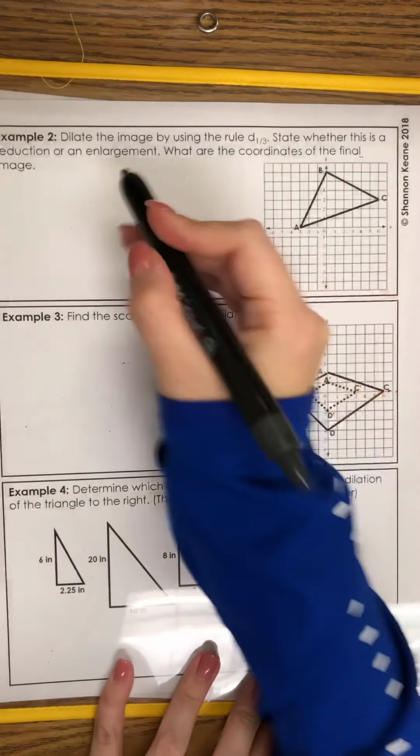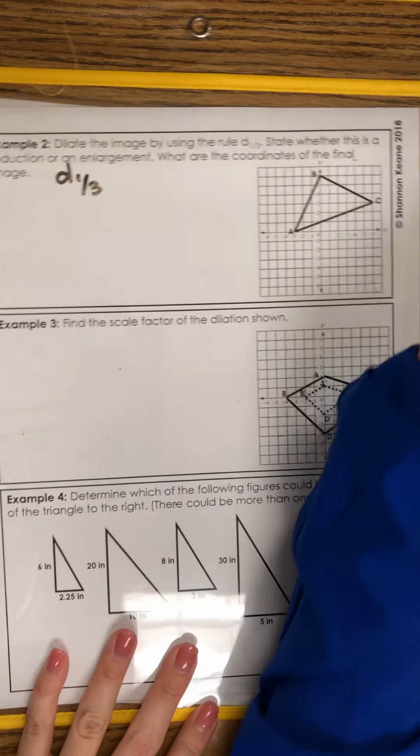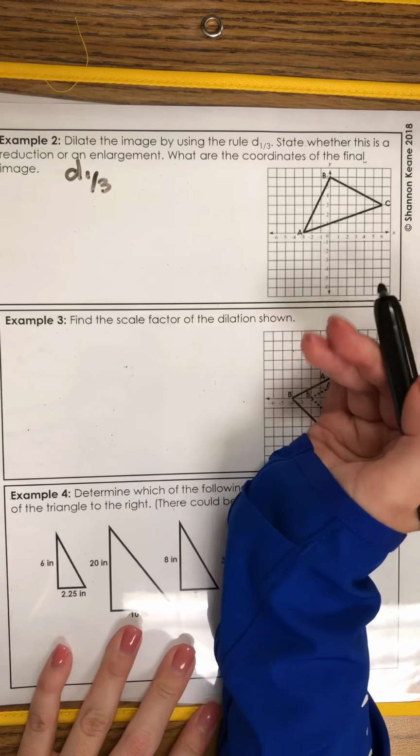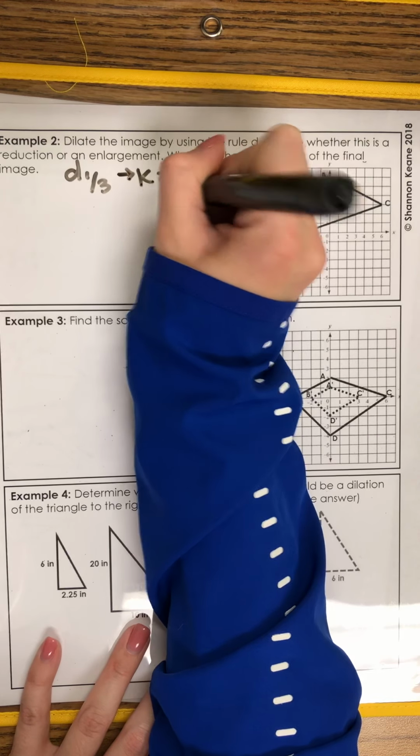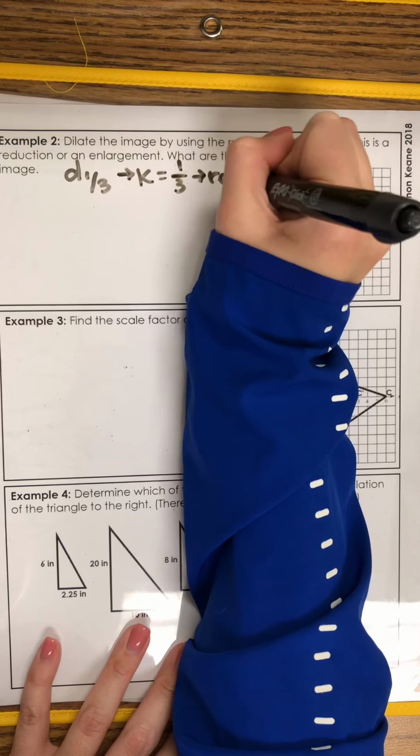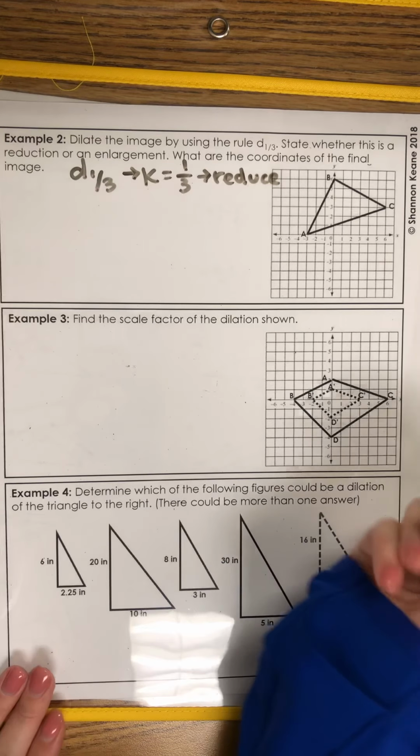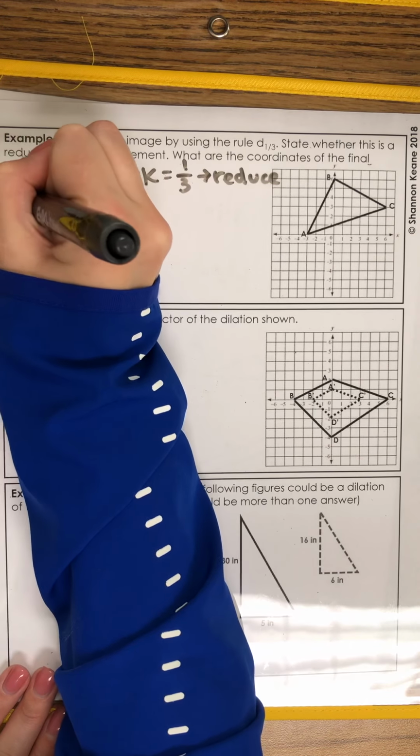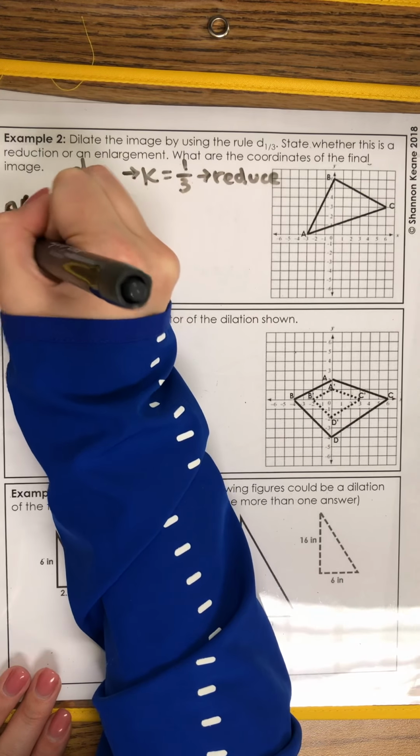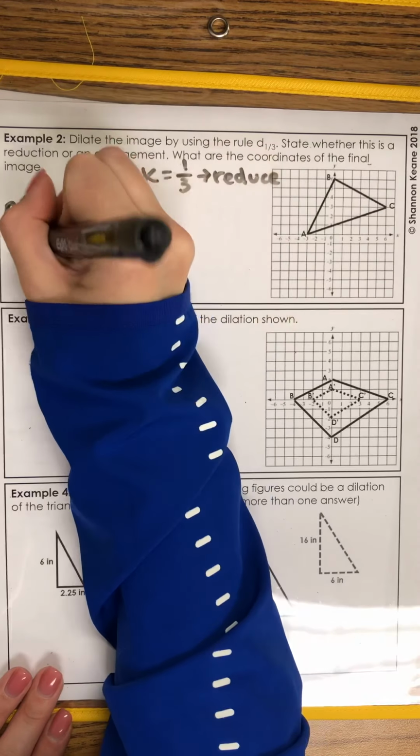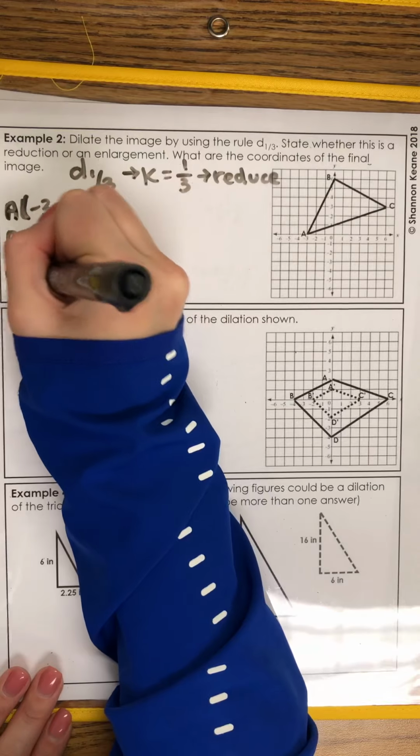So we can try example 2. Dilate the image by using the rule D 1/3. Okay. State whether this is a reduction or enlargement, and what are the coordinates of the final image. Because our scale factor is 1/3, that means we're going to be reducing our image. So it should be smaller than our original, or our pre-image. Again, I would go through the same steps. So A is at -3, 0. B is at 0, 6. And C is at 6, 3.